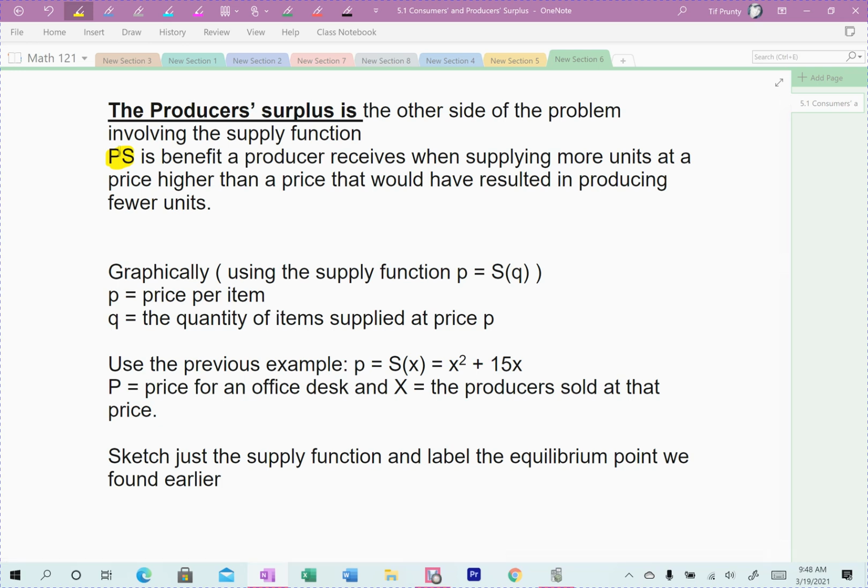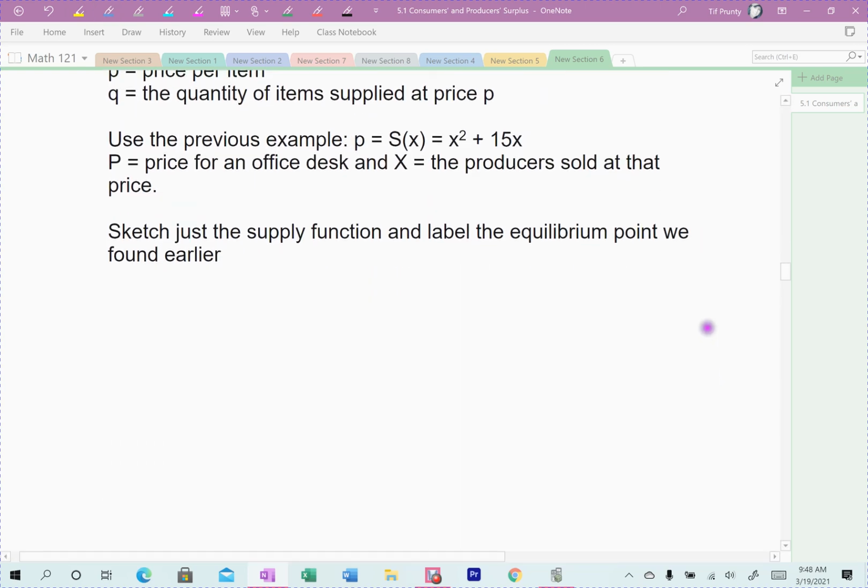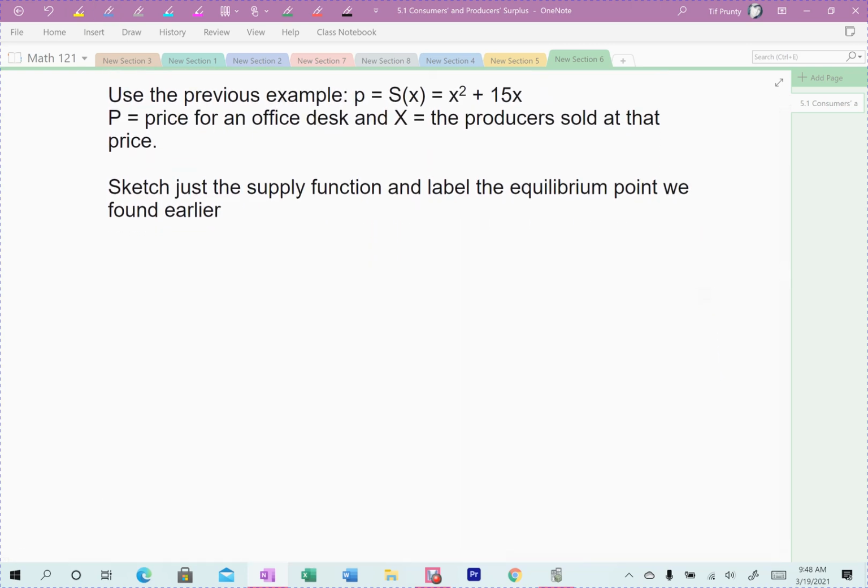Graphically, it has to do with the supply, the supplier. The supply function is in terms of price, so it's the supply at the price, and the x value is the quantity. We'll use the same example we did before. Remember, the supply for the office desk was x squared plus 15x, where P is the price for the office desk, in dollars per unit.